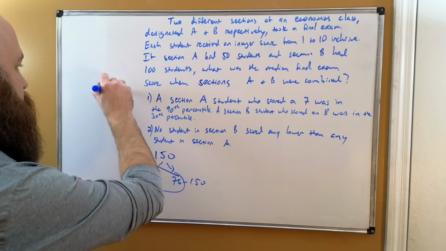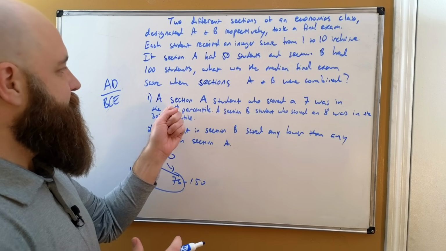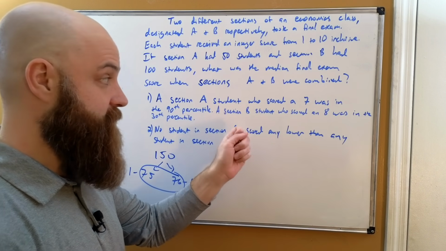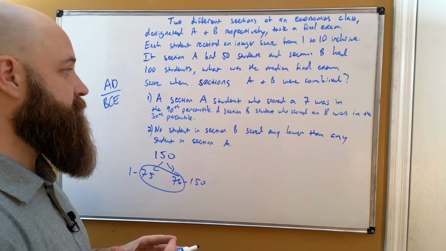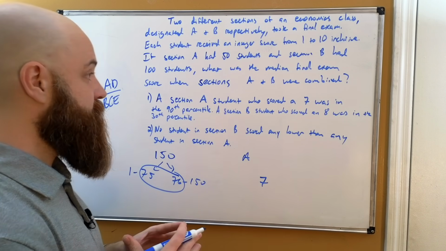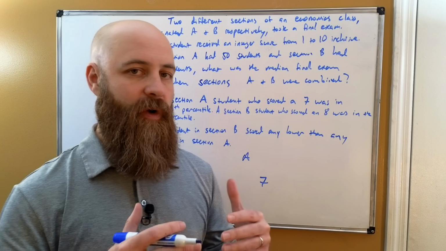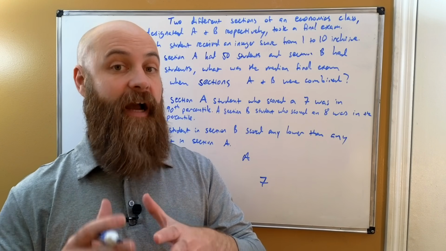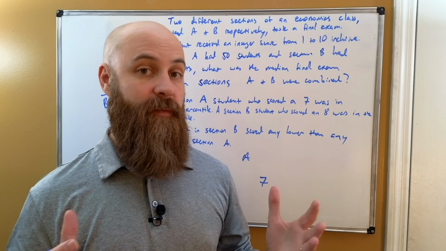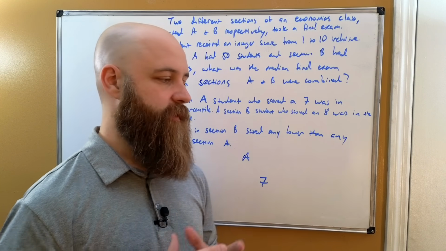Okay, so let's see if statement 1 helps me pin that down. A section A student who scored a 7 was in the 90th percentile. A section B student who scored an 8 was in the 30th percentile. Okay, so section A, some students scored a 7 and they were in the 90th percentile. So what does that mean, 90th percentile? Well, that means if I'm in the 90th percentile, I scored better than 90% of the students in that section. Just generally speaking, that's what percentile means. If I scored in the X percentile, I did better than X% of the students.